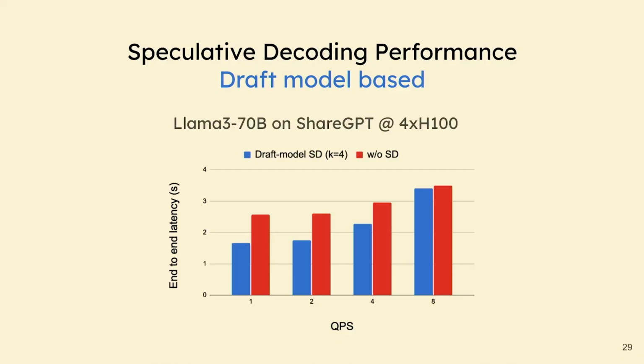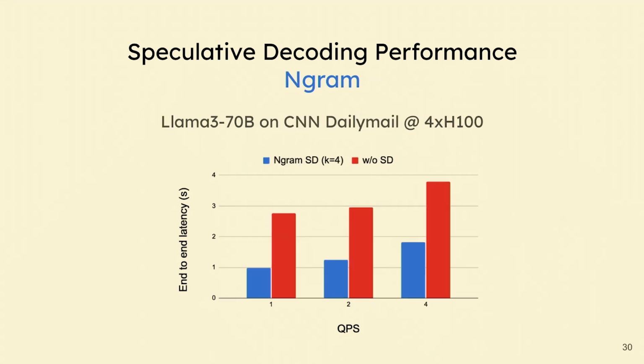The blue bar is with speculative decoding, the red bar is the original, without speculative decoding. We find that it can improve the performance, bringing up to 1.5x speedup at QPS 1. We also benchmarked the n-gram speculative decoding method, and we find that it can bring up to 2.8x speedup when the QPS is small. But that's not the end of the story.